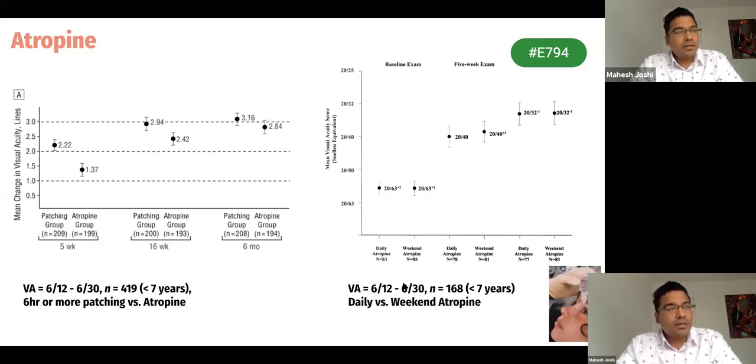They also did a study for atropine on severe amblyopia. Severe amblyopia meaning visual acuity less than 6/30, but they couldn't find kind of substantial improvement. They did find improvement, but it was not statistically different from patching. I'll come to that in a moment.